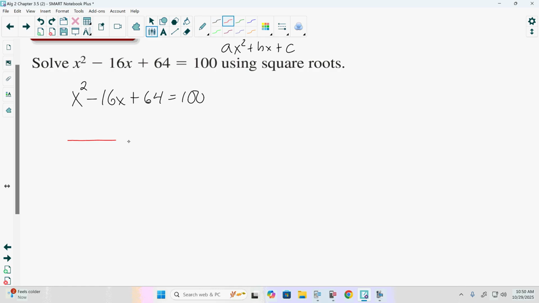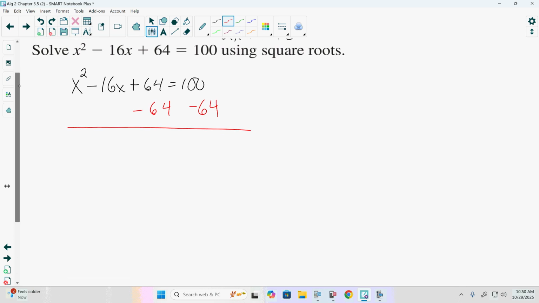So the first thing we're going to do here is subtract 64, because we want the two variables, our x squared and x, on one side, on the left-hand side. 100 minus 64, that'll be 36. And we're going to leave 2 spaces. We're going to put 2 spaces where we can plug that value of c back in to make it a perfect square trinomial so that we can solve by the square root method.